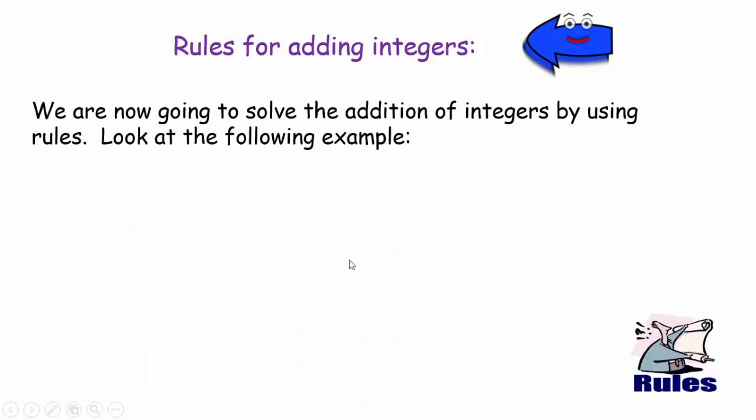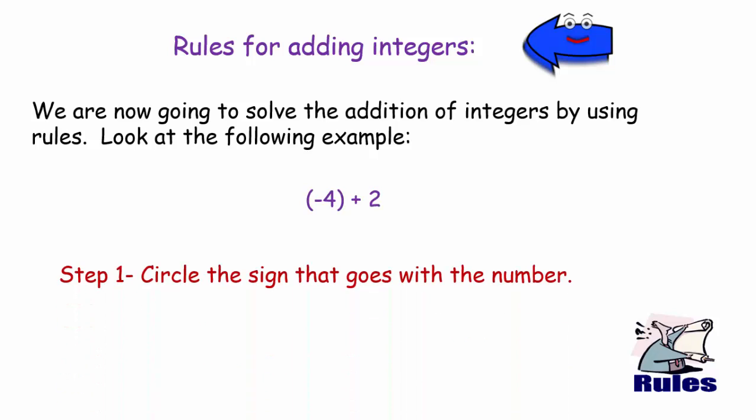Rules for adding integers. We are now going to solve the addition of integers by using rules. Let's look at the following example: -4 plus 2. Here's our first step. Circle the sign that goes with the number. That's a +2. If no sign appears in front of the 2, you know it's a positive. You can even just circle that plus sign with the 2 if you don't want to write in the extra plus sign. So that's step 1. Just circle the sign that goes with the number.